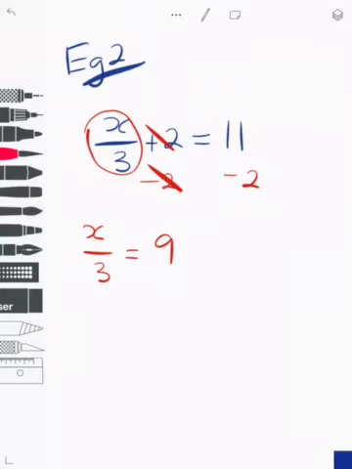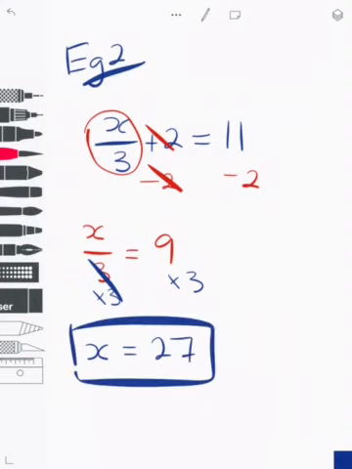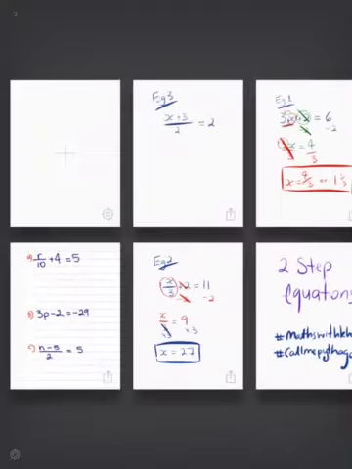Now, x is not by itself. It's got divided by 3 with it. So, the opposite of division of 3 is multiply by 3. So I'll multiply both sides by 3. And I'm left with the 3 cancelling out. I'm left with x equals 9 times 3, which is 27. Let's move on to example 3.